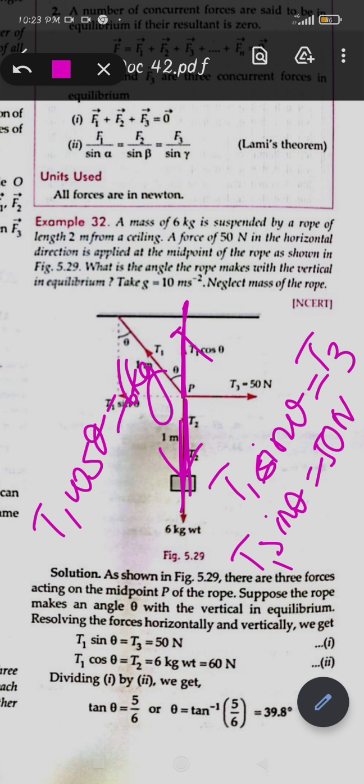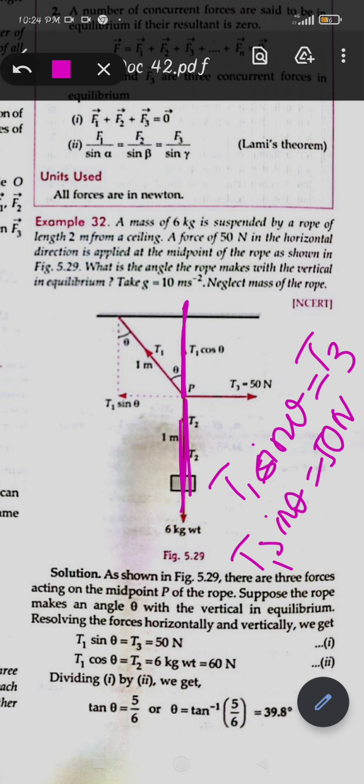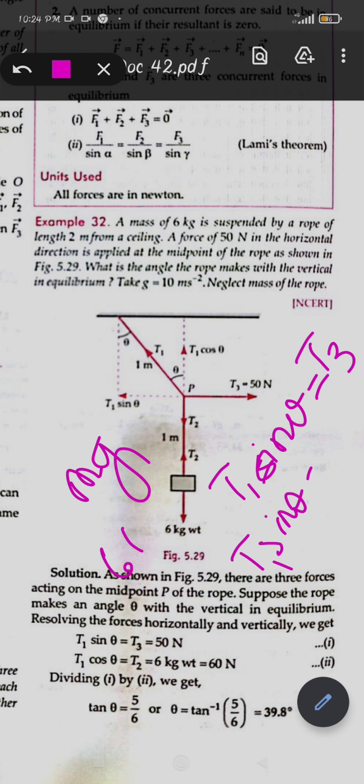So these are the forces: T1 sin theta is equal to 50 Newton, and the other one is 6 kg, which we can write as 60 Newton. And why is it given that way? Because mg is taken as the force. So mg, we can take the mass as 6 kg and g as 10 meter per second square.